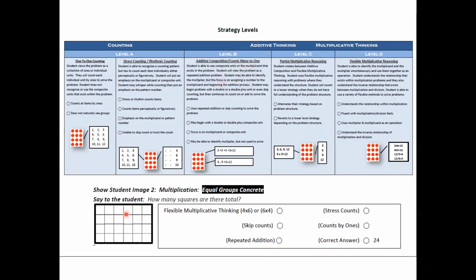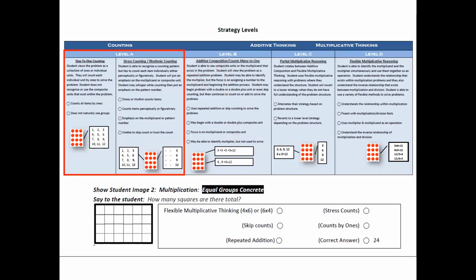When you take a look at the assessment, this is what one of the scoring sheets looks like for flexible multiplicative reasoning. And then it says skip counts and repeated addition. Just remember, additive composition is the same thing as repeated addition, and skip counting is counts many to one. The reason this is easier for teachers to understand is that the research used terms like additive composition, counts many to one, rhythmic counting, and stress counting. So someone didn't have to have a math PhD to give this. We use skip counting, repeated addition, stress counting, counting by ones. So that's just why it looks different, but it means the same thing.